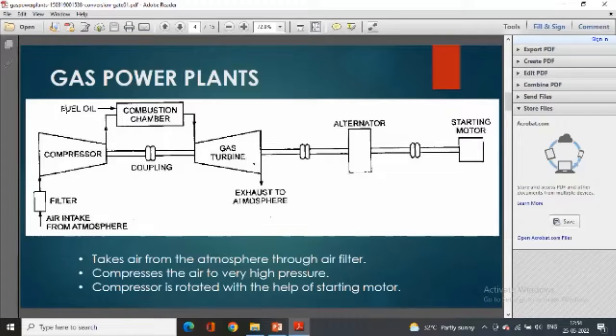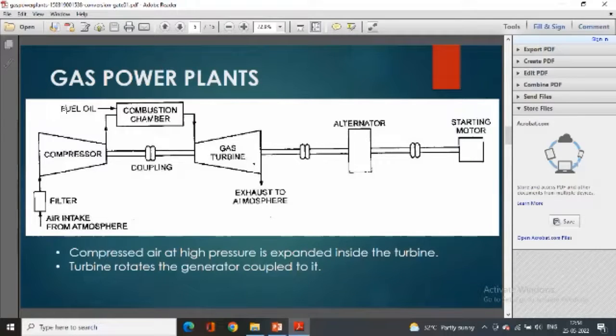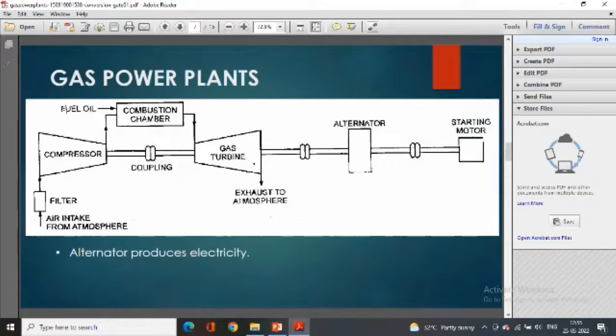Next, it takes air from the atmosphere through air filters and compresses the air to very high pressure. The compressor is rotated with the help of the starting motor. The fuel oil and compressed air are fed to the combustion chamber. Fuel oil is burned inside the combustion chamber. This further increases the temperature and pressure of the compressed air to a high value. Compressed air at high pressure is expanded inside the turbine. The turbine rotates the generator coupled to it. The alternator produces electricity.